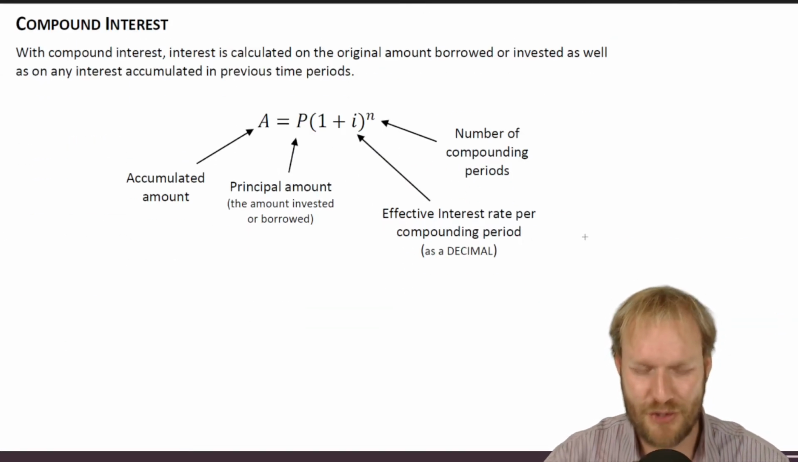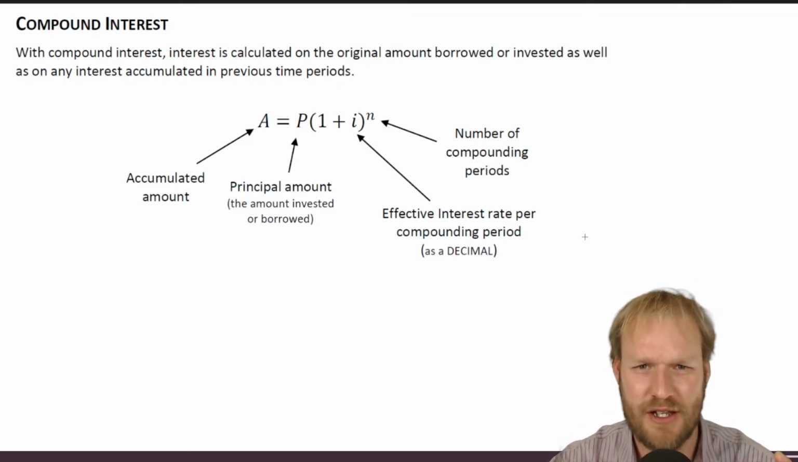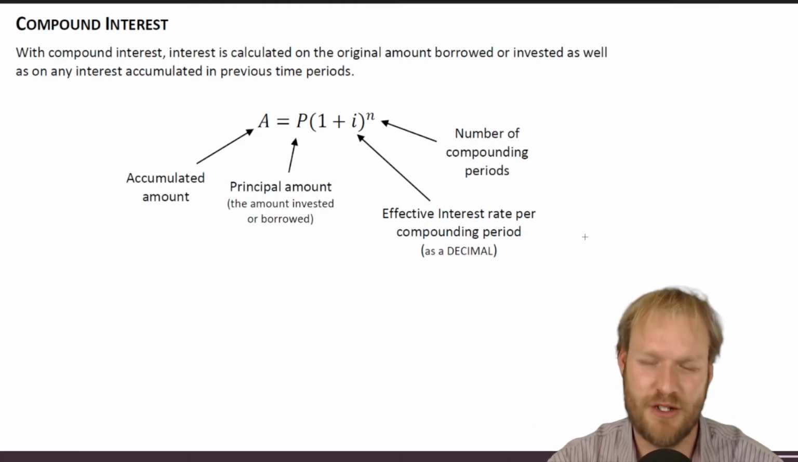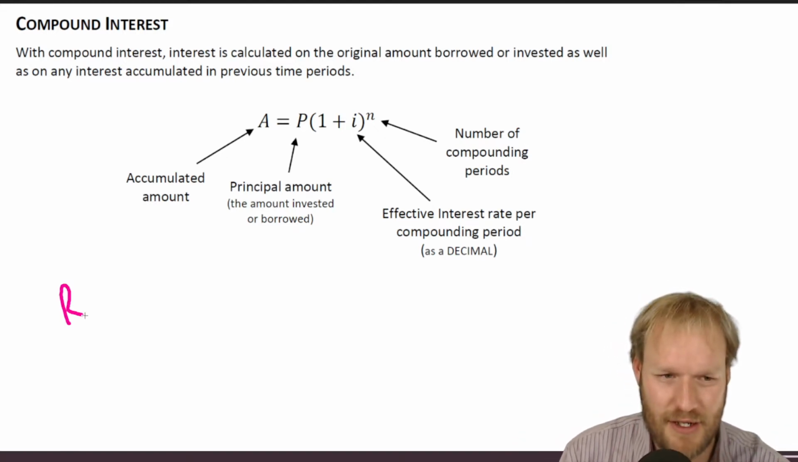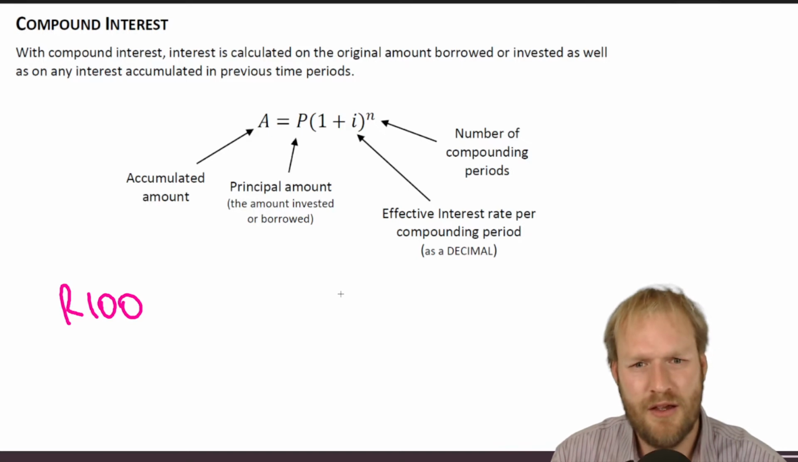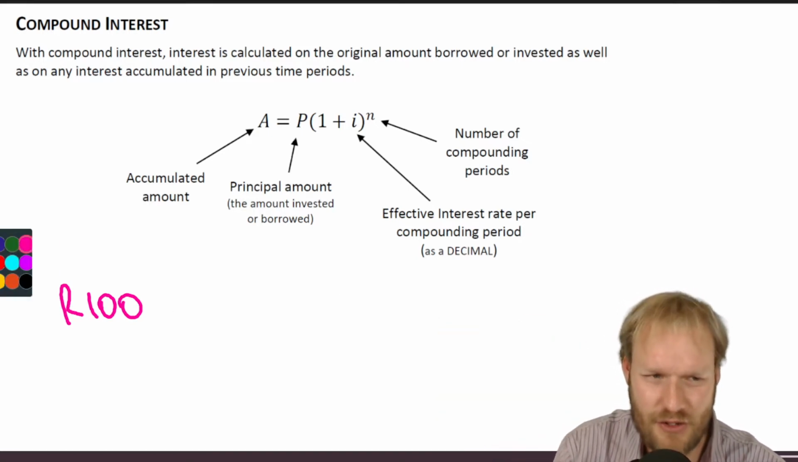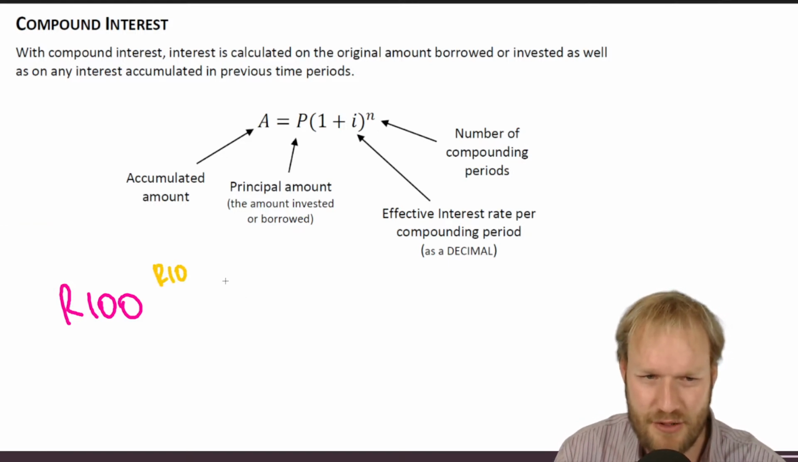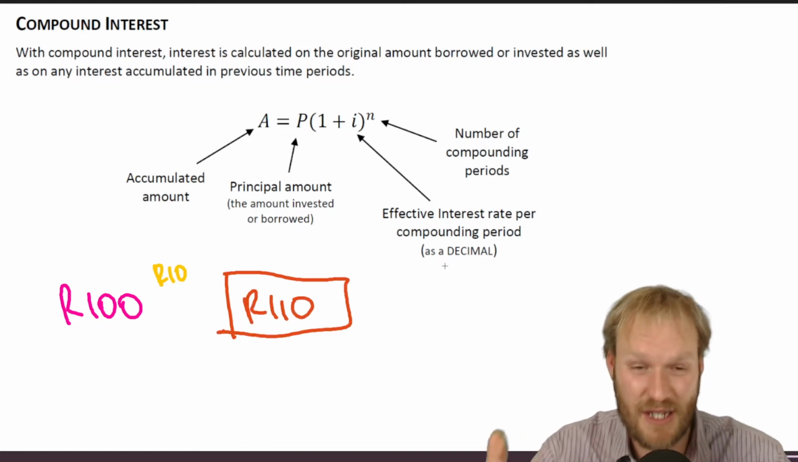Okay, so let's back it up a bit. With compound interest, interest is calculated on the original amount borrowed or invested as well as on interest accumulated. So let's say that you invest 100 Rand. If you're earning interest every month, let's say, just for argument's sake, you got 10 Rand in the first month. That means after a month, you've got 110 Rand. That's what's sitting in the bank.